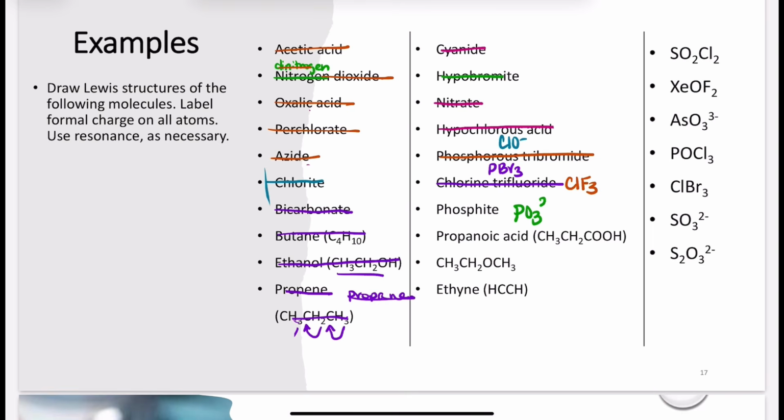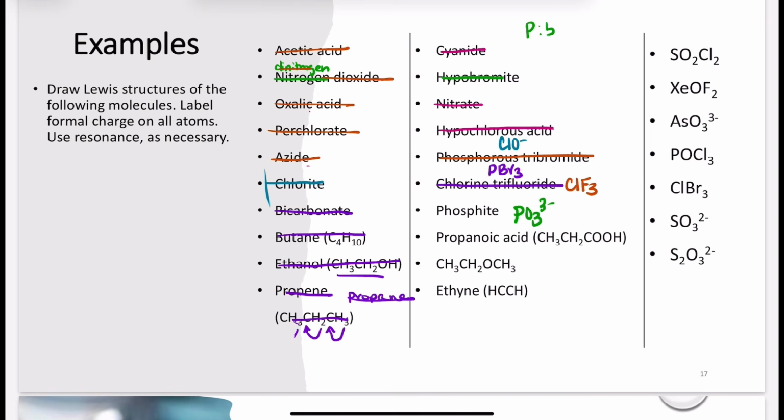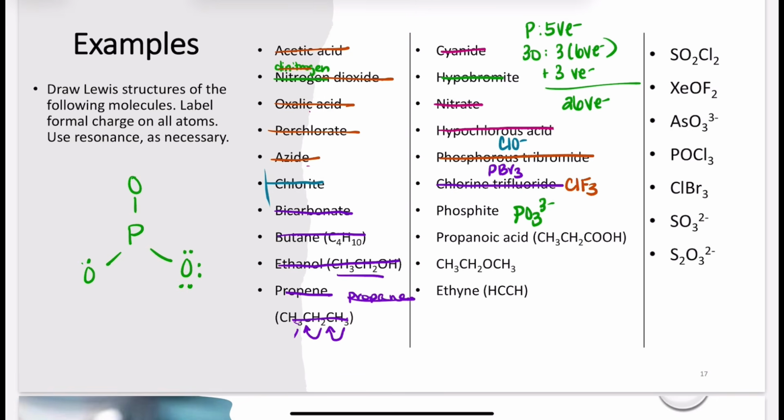Phosphite, PO3 3 minus. Phosphorus, 5 valence electrons. 3 oxygen, 3 times 6 valence electrons, and an extra 3 valence electrons for that minus 3 charge. So 18, 19, 20, 23, 26 valence electrons. I've used up 24 electrons and put the extras on that central atom.